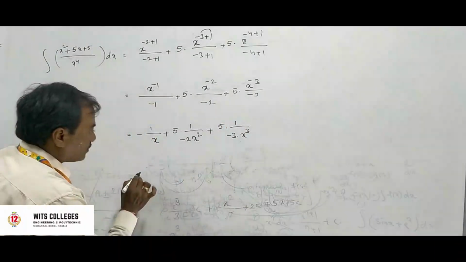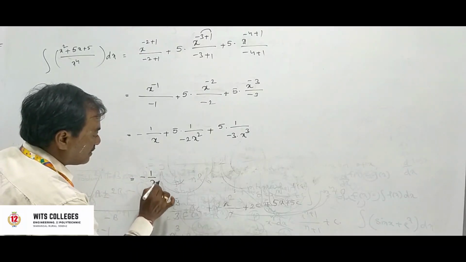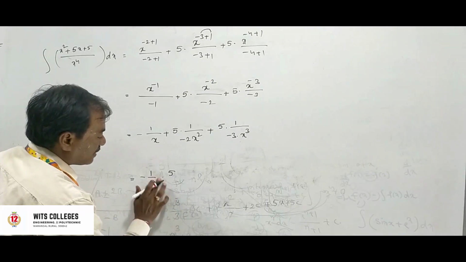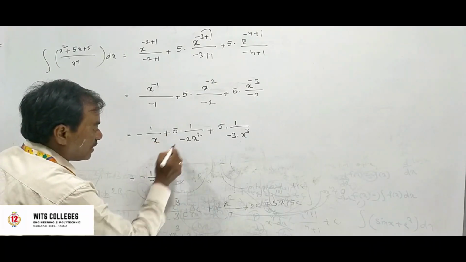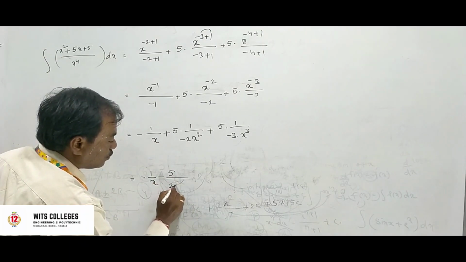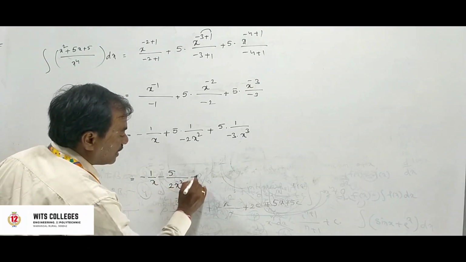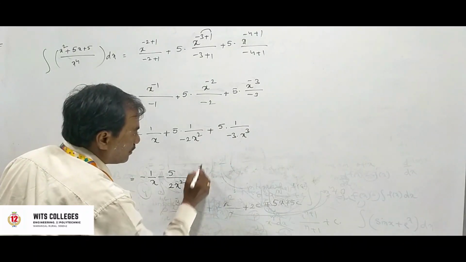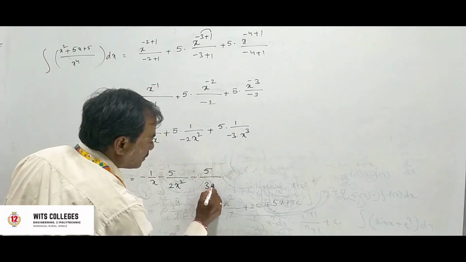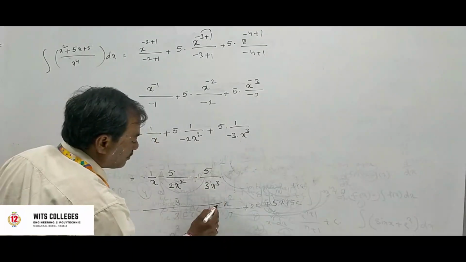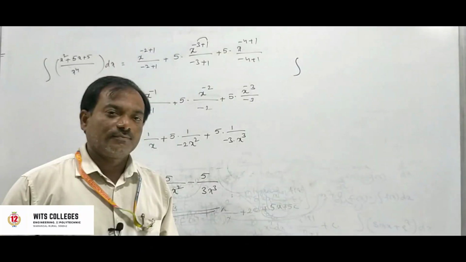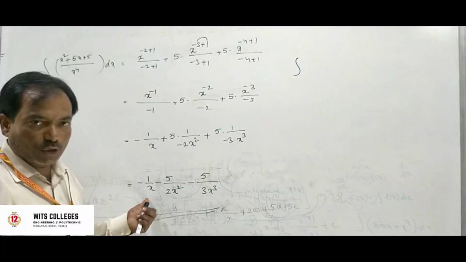So finally this value equals minus 1 by x plus 5, this is minus. Why? Because plus into minus, we are getting minus 5 by 2x square. Again one minus is there, minus into plus, minus 5 by 3x cube. So this is the process of finding the value of the given integral. This is the solution of the given problem.